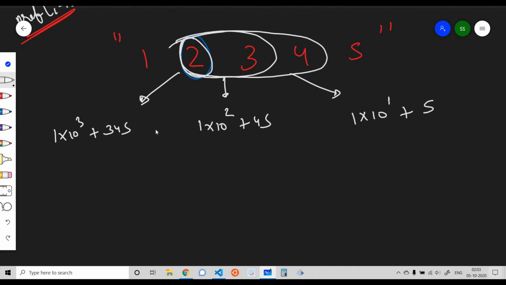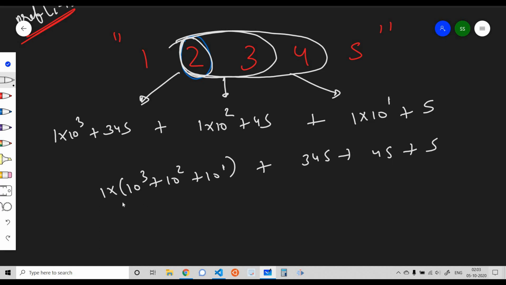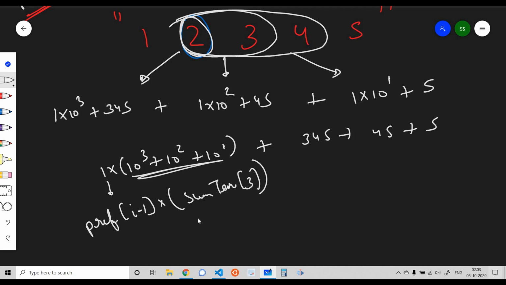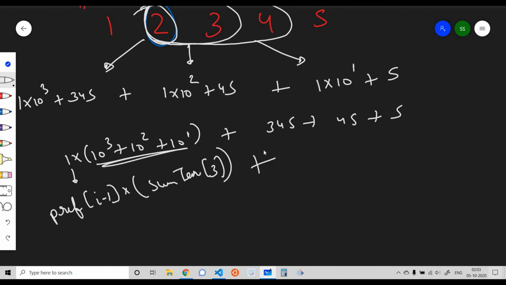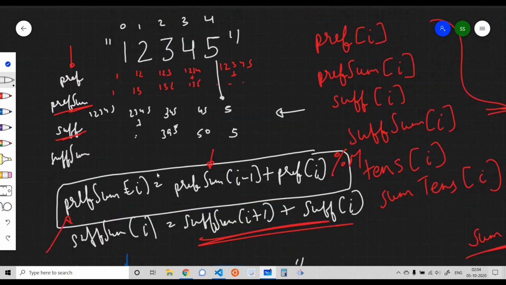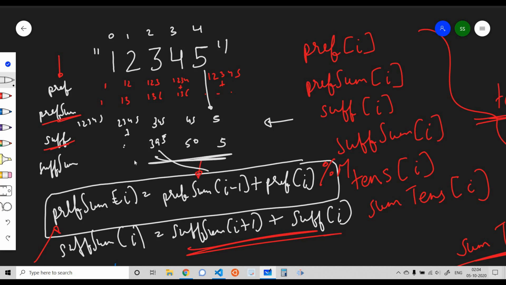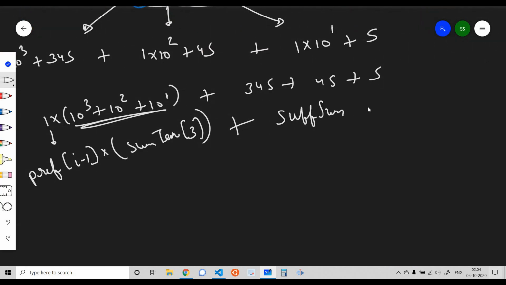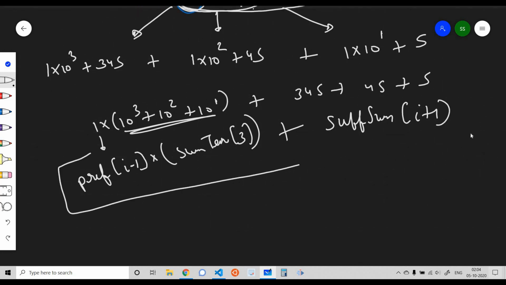Okay, so do you see some pattern here? And we need to add up all these values. If we add them up, it comes out to be 10 to the power 3 plus 10 to the power 2 plus 10 to the power 1, plus 345 plus 45 plus 5. Now this first part is nothing but prefix of I minus 1 into sum10 of 3. I explained what sum10 is; you can go back to that part. And this 345 plus 45 plus 5, if I go back to those examples, is nothing but a suffix sum, the summation of these three values, which I'm storing in the suffix sum array. This is nothing but suffix sum of I plus 1. So the formula turns out to be this.